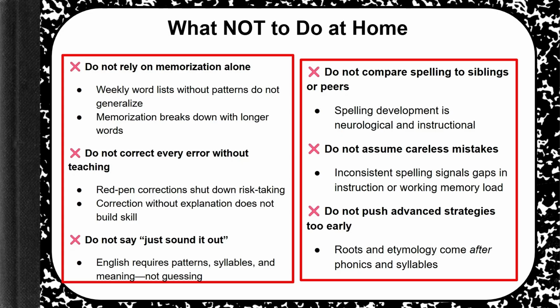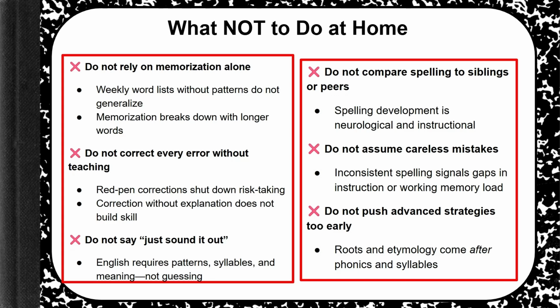Now, also, do not compare siblings or peers. Comparison is a thief of joy. So, spelling is also very personal and it's developmental and it's based on our brain and it depends on how much instruction you've gotten or if you connected with that instruction. So, don't compare two people because you're not going to see the same thing.